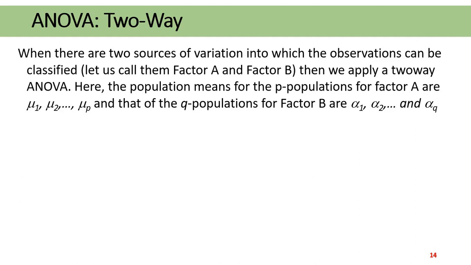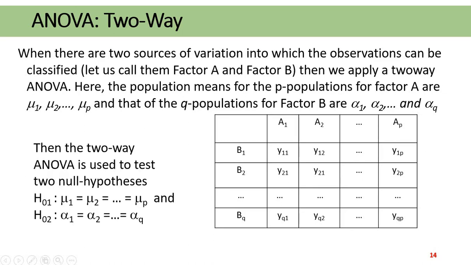Now, your purpose is to test the null hypothesis. Here we have two null hypotheses to be tested: one null hypothesis concerning the first factor, that is factor A, and a second set of null hypotheses which is also to be tested based on another set of factors alpha 1, alpha 2, alpha q. And we have the tabular representation like this. And let us understand it better with the help of an example.